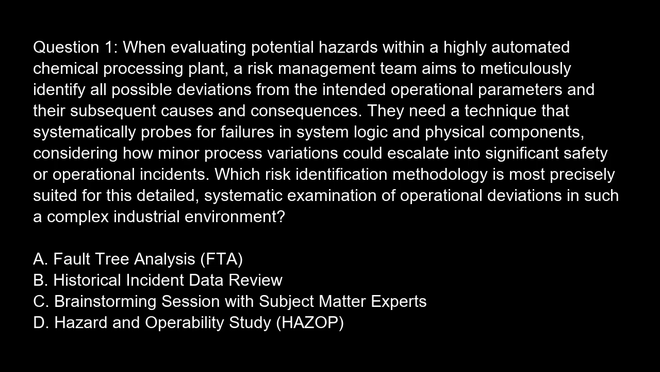Question 1. When evaluating potential hazards within a highly automated chemical processing plant, a risk management team aims to meticulously identify all possible deviations from the intended operational parameters and their subsequent causes and consequences. They need a technique that systematically probes for failures in system logic and physical components, considering how minor process variations could escalate into significant safety or operational incidents.